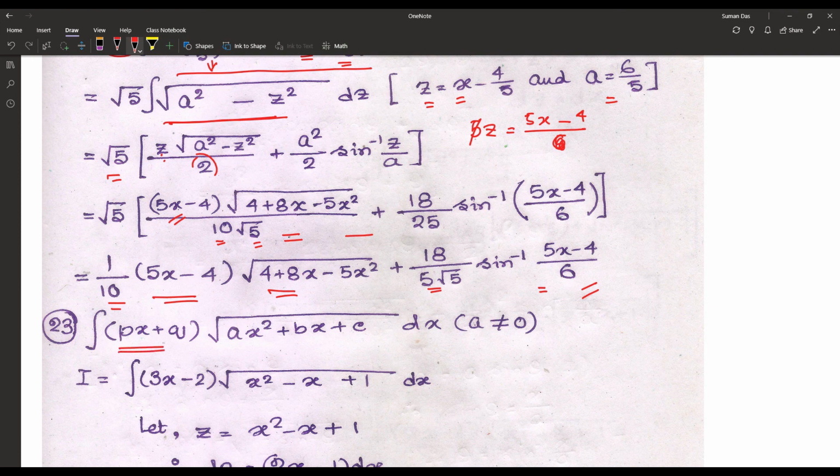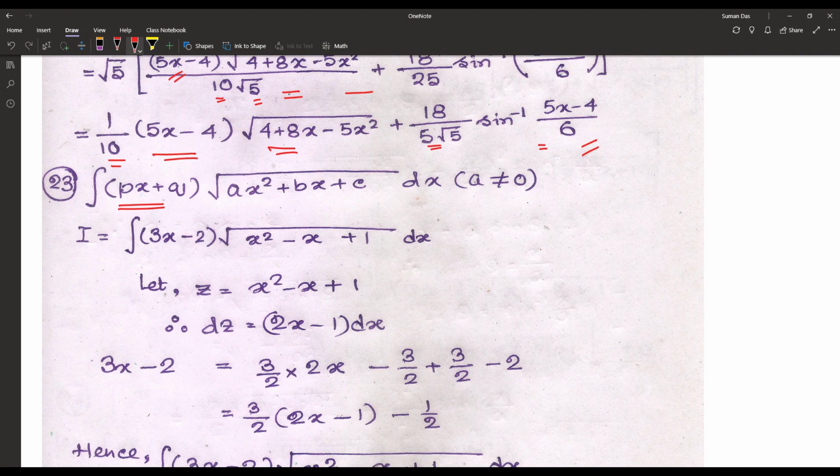In that form, the problem looks like the integration of a linear part times the square root of a quadratic form. So we have to split the problem into two parts. Just think, whatever quadratic form has been given. Let us check the problem with an example. Let the linear part be 3x minus 2, and integrate it with the square root of x square minus x plus 1.